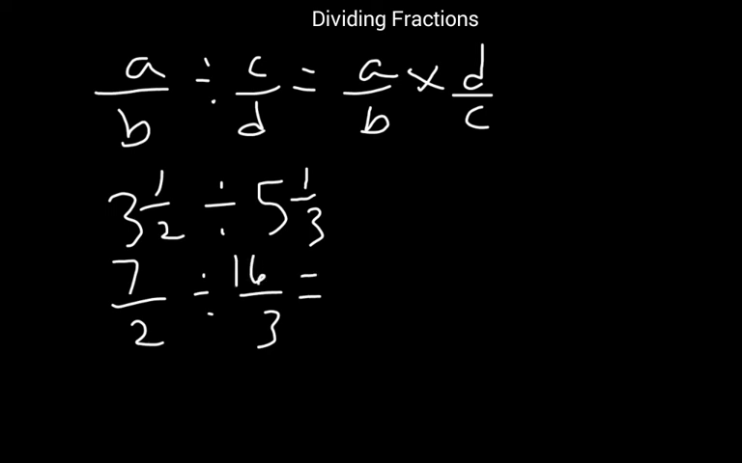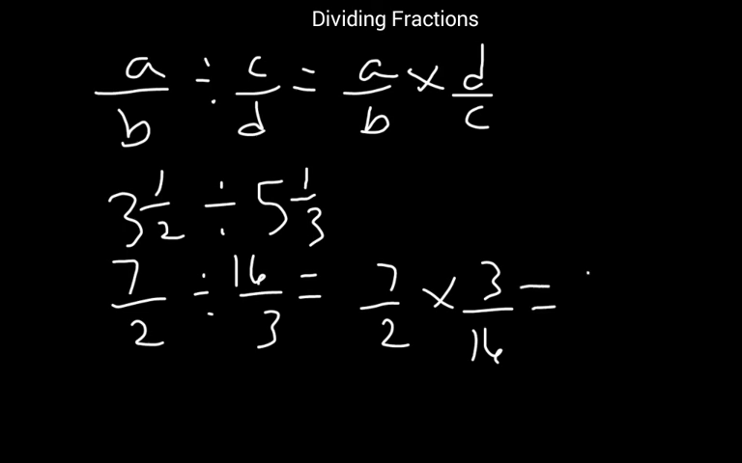And following the algebraic definition of division, we'll make it 7 halves times 3 sixteenths. So we just flip the 16 thirds. It's called the reciprocal, or the inverse of 16 thirds. And as we compare these numerators and denominators, 2 is not a factor of 7, and 2 is not a factor of 3, so they have no common factors. And likewise, 16 has no common factors with 7, and 16 has no common factors with 3, which means when we multiply this out, it's already going to be in lowest terms, which is kind of nice.